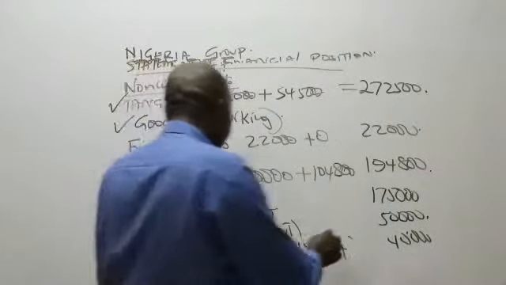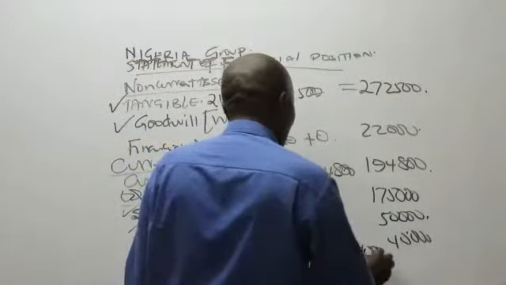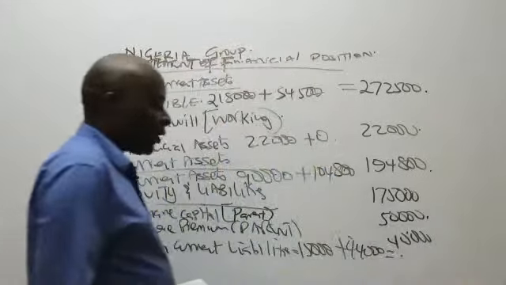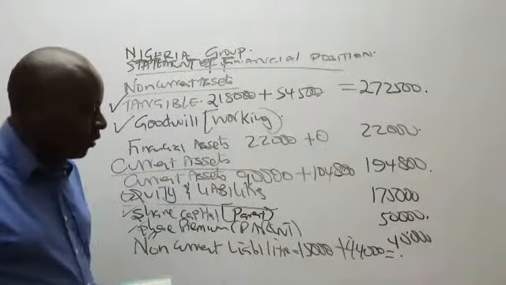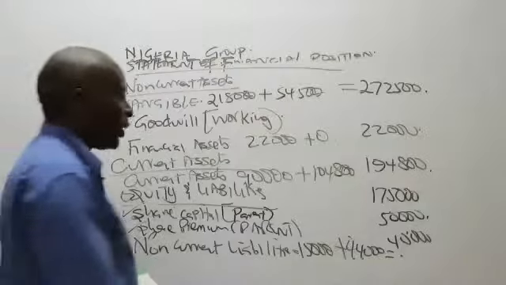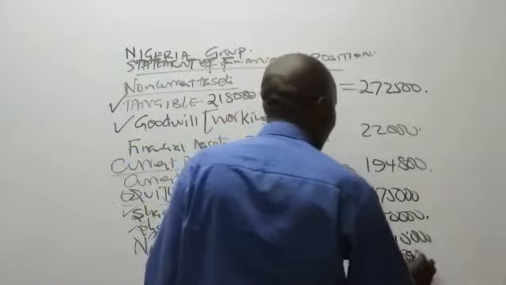So you told me the current liability was 44,000. Please add for me, give me this: 15,000 plus 44,000 gives me how much? 59,000.